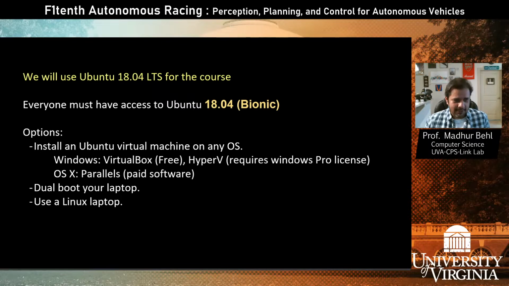installing virtual machines. On Parallels, I highly recommend, although it's a paid software, that you get a one-year license, or I don't know if a six-month license is available. But Parallels works very smoothly on OS X for any Ubuntu version. If you don't want to install a virtual machine because it tends to slow down or it's not as fast as a native install, you can always dual boot your laptop.